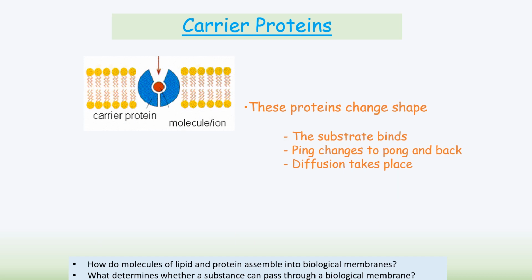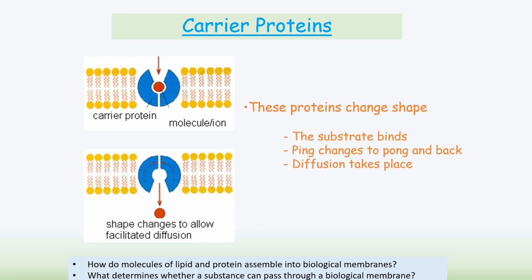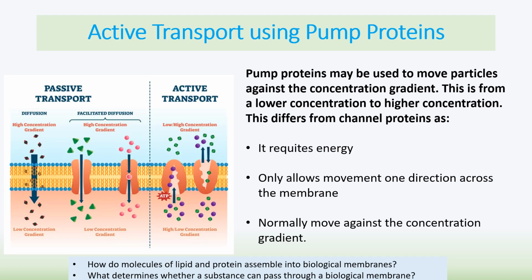Carrier proteins, we've said, will change shape, and it's sometimes called the ping pong or the flip-flop mechanism as a result, allowing the material through. Again, this is passive because it is facilitated diffusion and it is going down the diffusion gradient, from a higher to a lower concentration. However, at some points we need to use active transport. Active transport is when we're going against the diffusion gradient, from a lower concentration to a higher concentration.